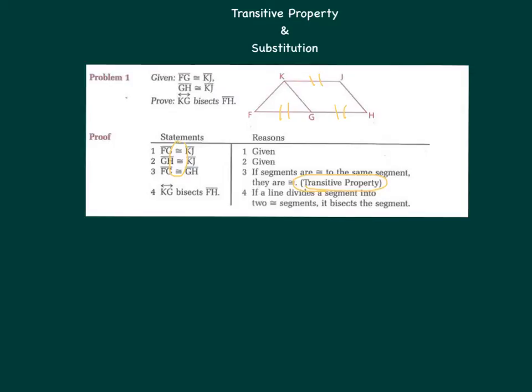So, knowing now that FG is congruent to GH, it sets up the conclusion that KG, that segment, must bisect FH, because if a segment divides it into 2 congruent parts, then it bisects the segment. Okay, so that's how you use a transitive property. We know to look for the multiple congruencies, and you can just write transitive property. Now let's take a look at when we use substitution.